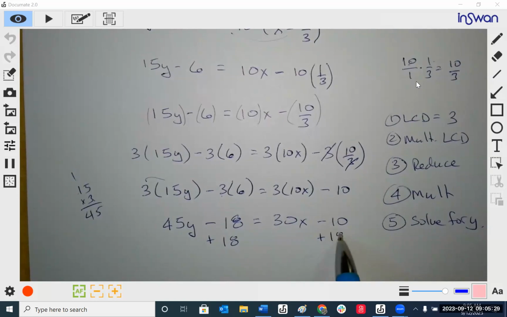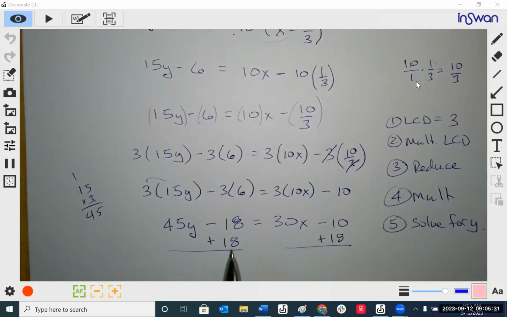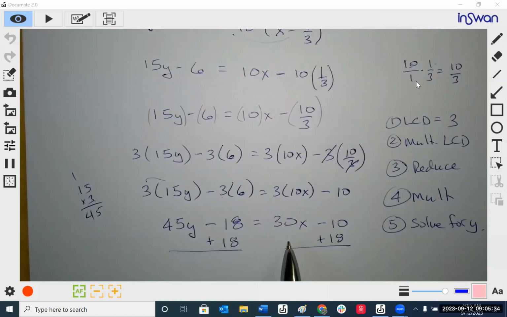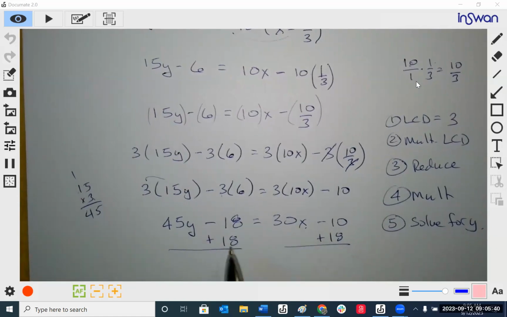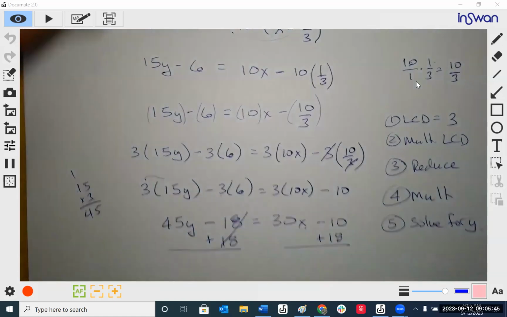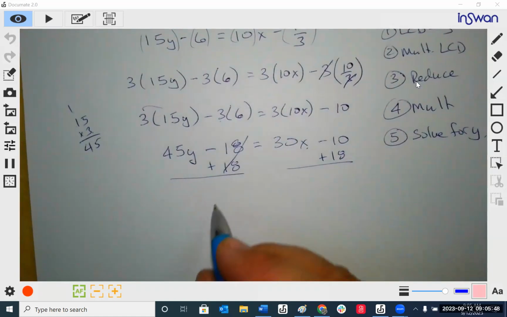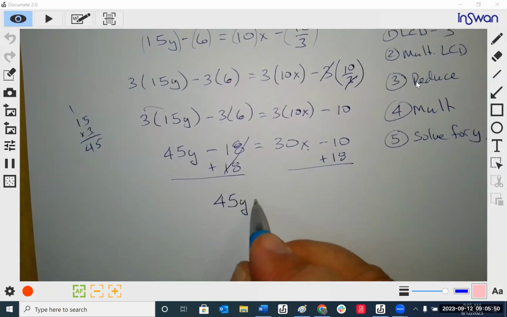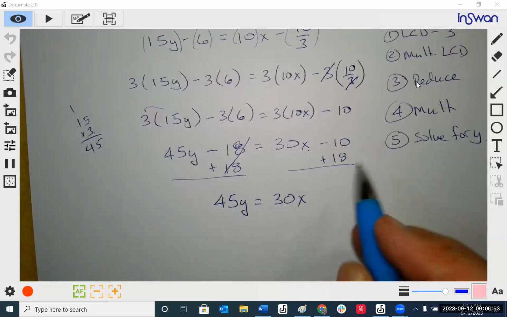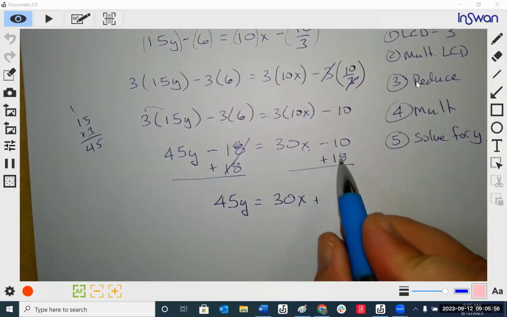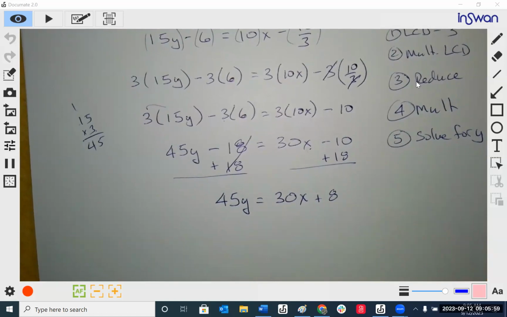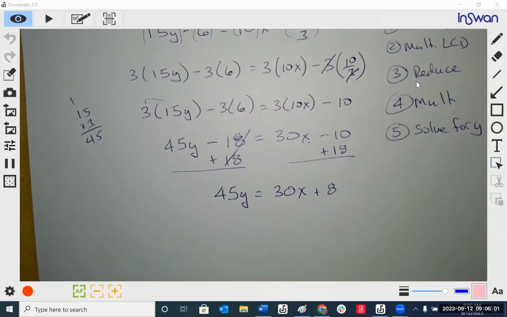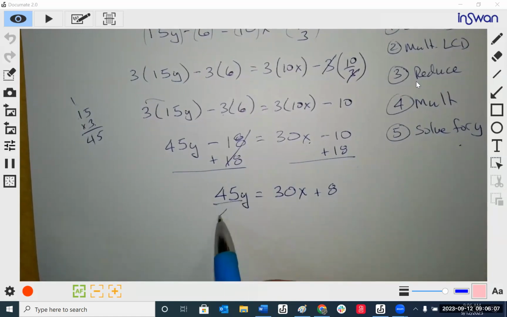Add 18 to both sides. Why can I not add 18 to the 30x? Yeah, it's not like terms. This one's got an x, this one doesn't, so I can't combine them. Apples and oranges. So 18 is bigger than 10, so it's positive. 18 minus 10 is 8. We're solving for y. We have to divide by 45.